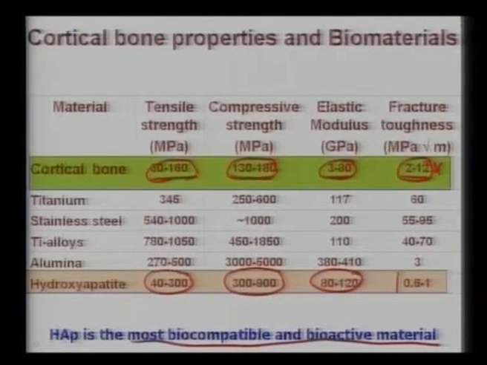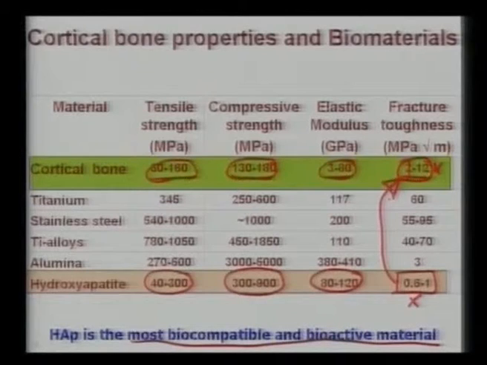However, if you look at this fracture toughness property, this fracture toughness is around 0.6 to 1 MPa square root meter. This does not even meet the lower bound of the fracture toughness of the cortical bone, which is around 2 MPa square root meter. So therefore, you need to improve the fracture toughness of the hydroxyapatite by some means, so that it meets this particular requirement of the cortical bone property of the fracture toughness.